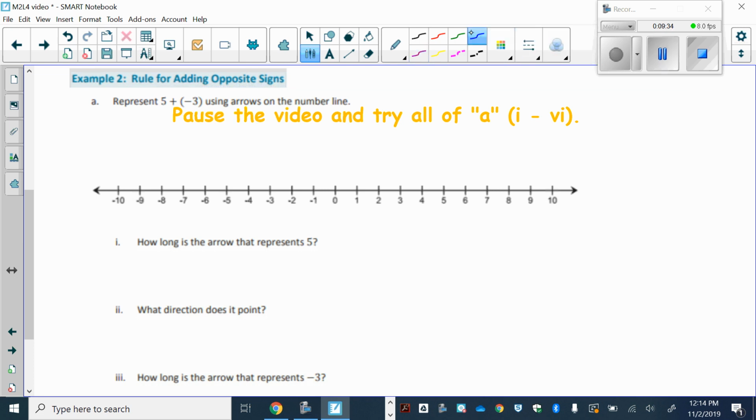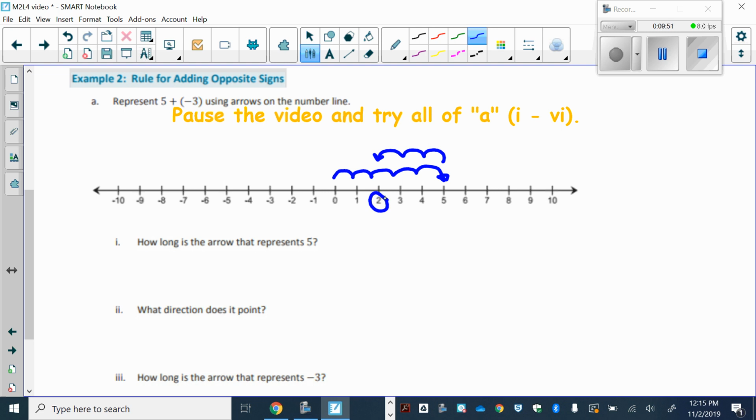So 5 plus negative 3. 1, 2, 3, 4, 5. Remember, I hope you're putting your arrowheads on, because now the direction reverses. It changes. 1, 2, 3. And I land at 2.